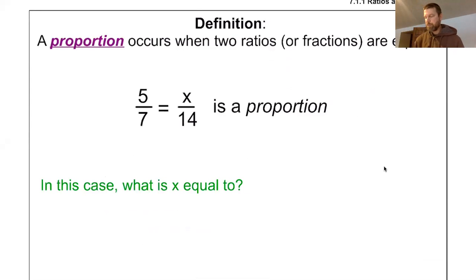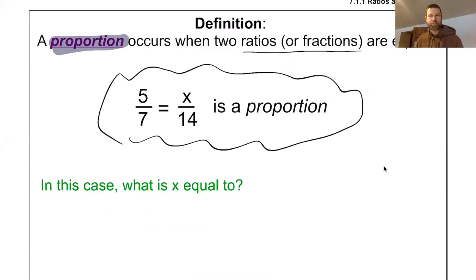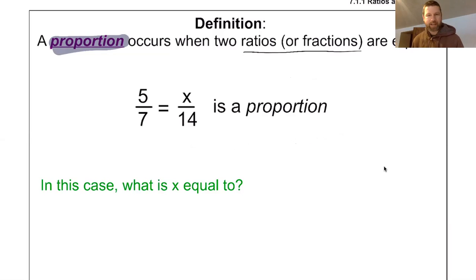All right, a proportion occurs when two ratios or fractions are equal. So this thing here is a proportion. 5 over 7 is equal to x over 14. That's a proportion. And our main goal today is just to figure out how to solve problems like that. This one you might be able to just look at. Anybody know what x is going to be equal to for this problem?